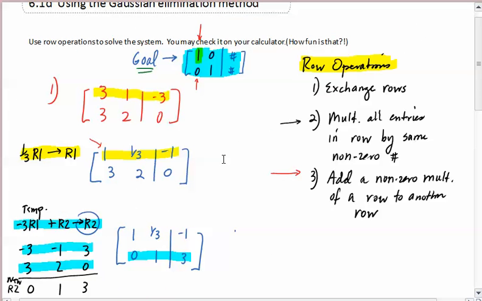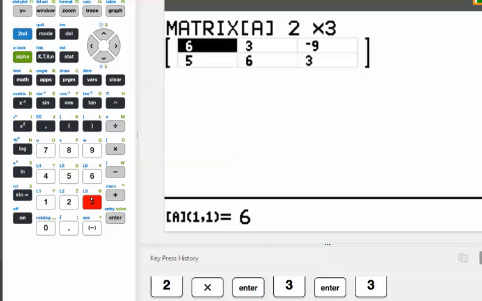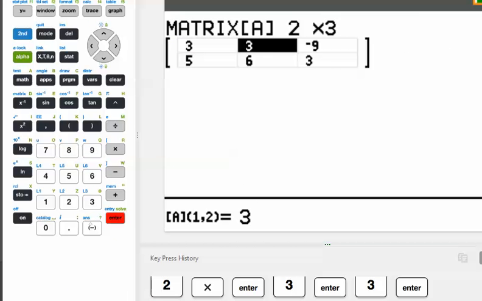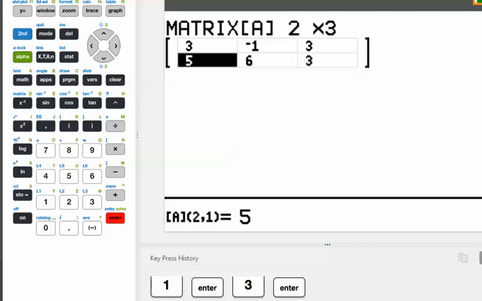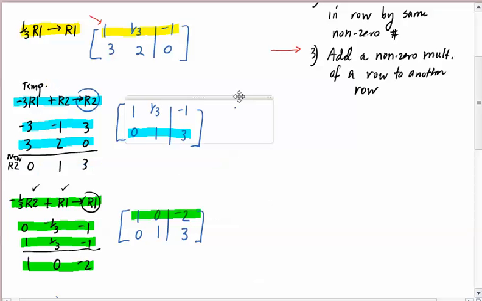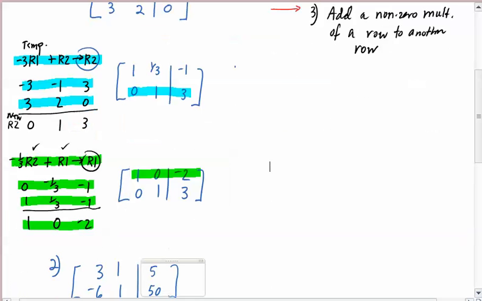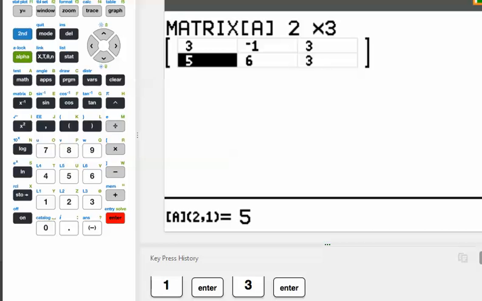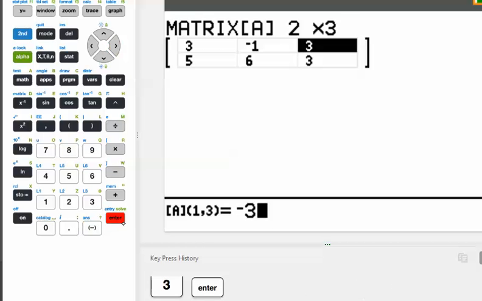We had 3, 1, negative 3 across the top. So here we go. Let's go 3, enter, negative 1, enter, and 3, enter. It's going to automatically take you to the next row. Let's take a look again. We have a 3, a 2, and a 0. Whoops. Let me make sure I did that correctly. I can't go back. Rats. There we go. This is supposed to be a negative 3. My bad. Negative 3, enter.